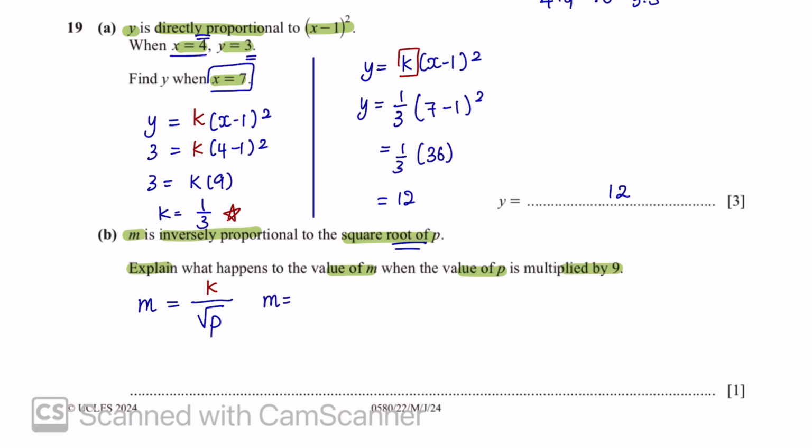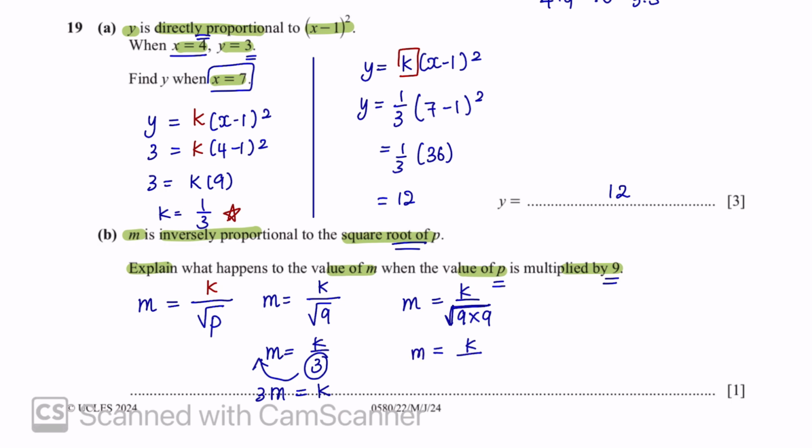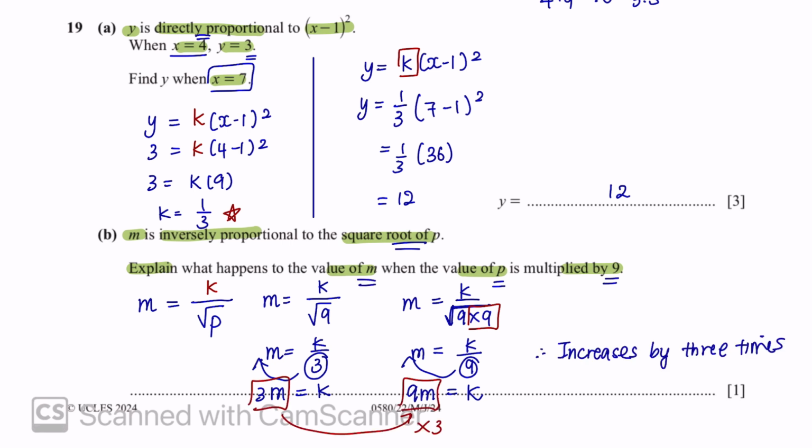Okay, assuming right now that the value of p is, let's say, 9, which being square rooted would be 3. 3 moved to the other side would give us 3m. If this value is now multiplied by 9, so that would be 9 times 9, which is the square root of 81, which is 9. So 9 being brought to the other side would be 9 multiplied by m equals k. So as we can see, when p is multiplied by 9, the value of m has increased 3 times bigger. So that would be your answer.